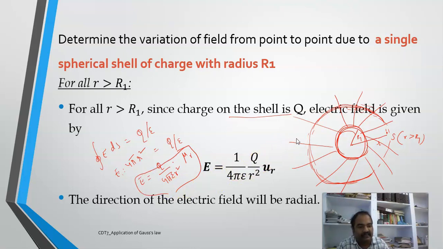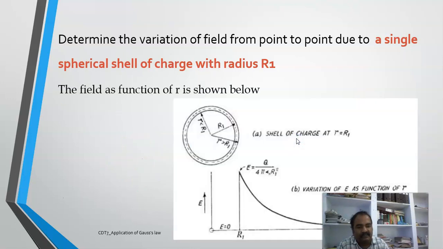So in the three regions, inside the sphere, up to the shell, the field is 0. This is R less than R1. At the shell, the field is maximum. Its value is Q by 4 pi epsilon naught R1 square, right? And if I go on moving outside, then automatically what happens? R value increases. Instead of R1, what I will be getting?